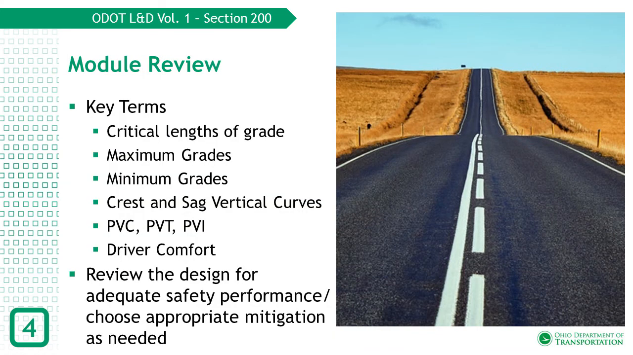This module walked through the critical elements of vertical alignments and discussed the types of vertical curves used in highway design. These key terms were discussed in detail in this module. A detailed explanation of how to design the proper vertical alignment to obtain adequate safety performance was included in this module, as well as a brief discussion of the appropriate mitigation to use when the design doesn't meet standards. This module should have provided you with the philosophy needed to create and check well-designed vertical alignments.